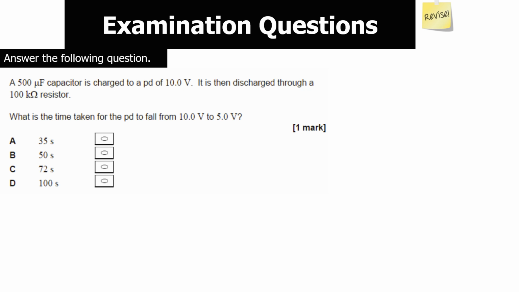The next question says, a 500 microfarad capacitor is charged to a potential difference of 10 volts. It's then discharged through a 100 kilo ohm resistor. What is the time taken for the potential difference to fall from 10 volts to 5 volts?